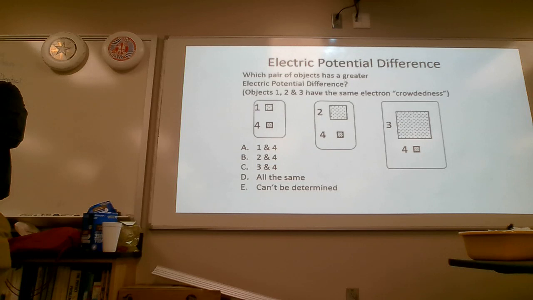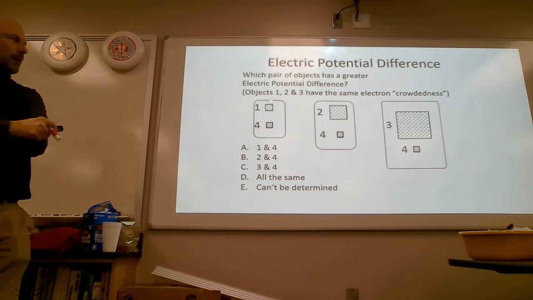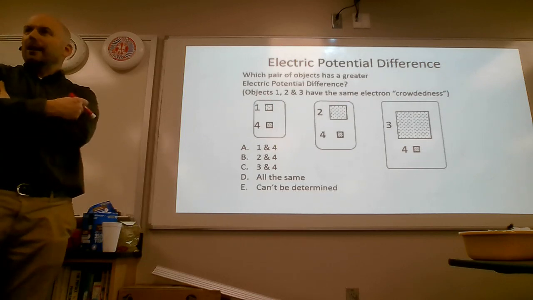Correct answer is D. Dangerous dinosaurs. The difference in crowdedness is the same between 4 and 1, 4 and 2, and 4 and 3, because 4 is obviously the same. And then 1, 2, and 3 all have the same electron density.